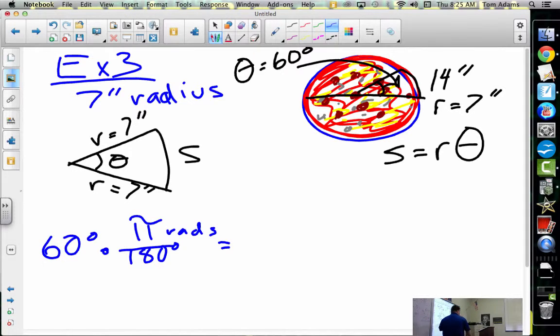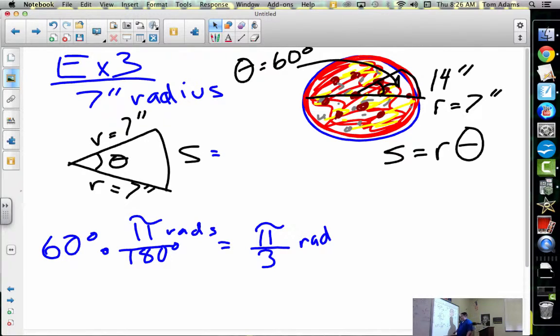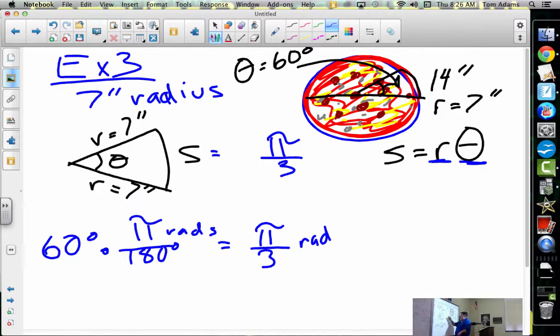And well, you're going to end up with 60 over 180, which reduces down to 1/3, right? And the degrees cancel, so it really is pi over 3. This is pi over 3. Remember, it's the radius times theta. Pi over 3 is just theta. What do I put in here? 7, right? Because it's the radius, which is 7.